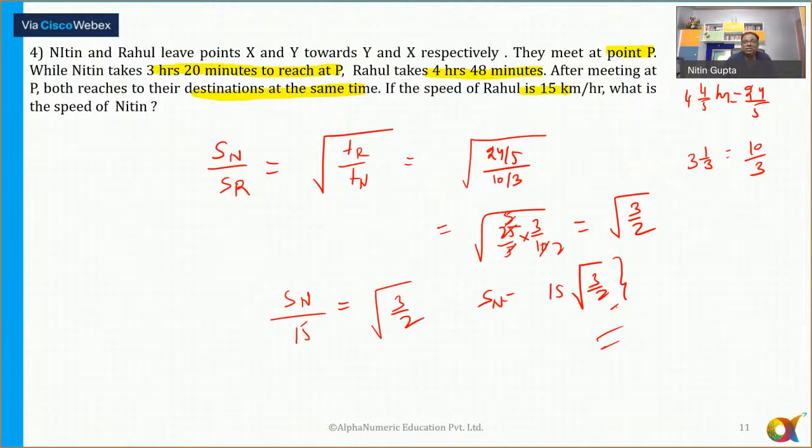Oh, maybe I've done some calculation mistake. Let me see whether I have done some calculation mistake. Time taken by Rahul to time taken by Nitin, I have done 24 by 5 upon 10 by 3. So 24 by 5 into 3 by 10. So 5 5s are 20. That is root of 3 by 2. So I think the answer will be root of 3 by 2. Now the question is, what is the speed of Nitin? So 15 into root 3 by 2. Have I done any calculation mistake? Please check, Bhavik.